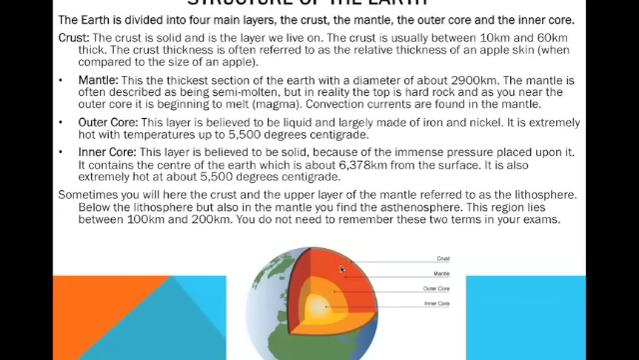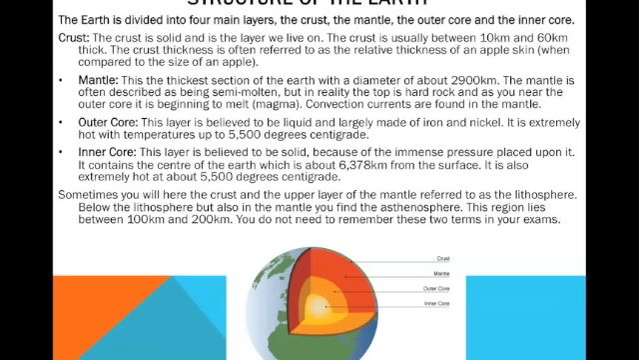This is the thickest section of the Earth with a diameter of about 2,900 kilometers. The mantle is often described as being semi-molten, but in reality, the top is hard rock, and as you near the outer core, it is beginning to melt, so it's becoming magma. Convection currents are found in the mantle.